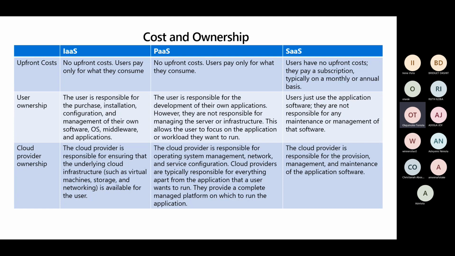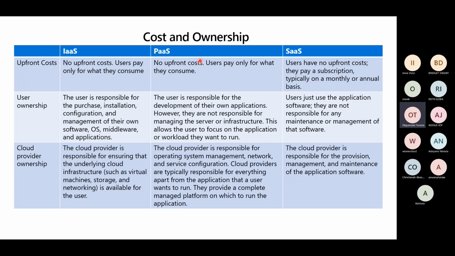So for upfront costs, what do we talk about? Upfront cost is your CapEx. Remember, operational cost is what is referred to as your OPEX. For IaaS, no upfront cost. Users pay only for what they consume, so this supports a lot of the operational costs. For PaaS, no upfront costs. Also, users pay only for what they consume, which is operational cost. But for SaaS, users have no upfront cost. They only pay a subscription, typically on a monthly or annual basis.